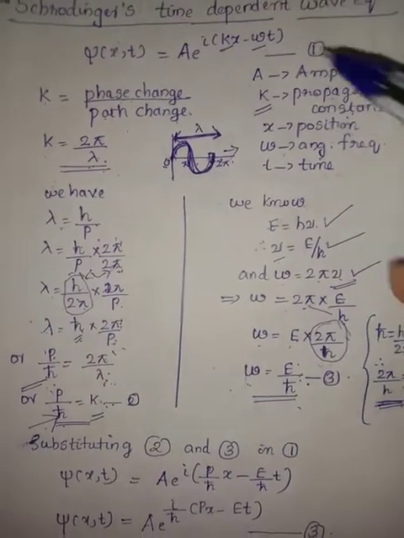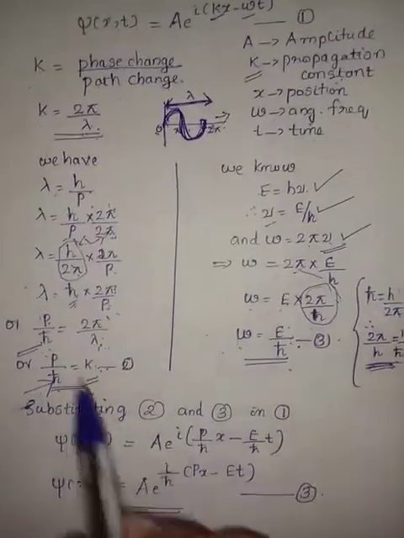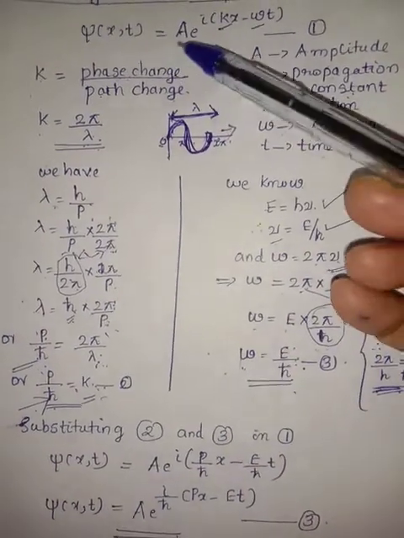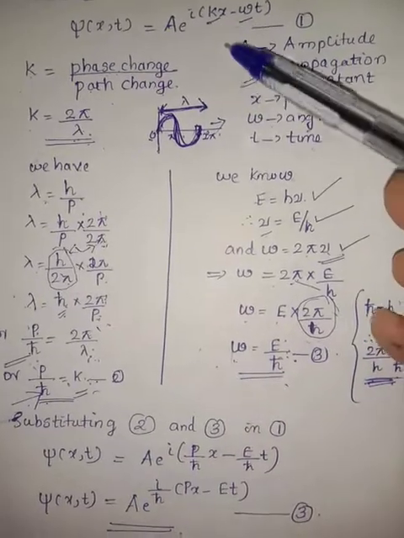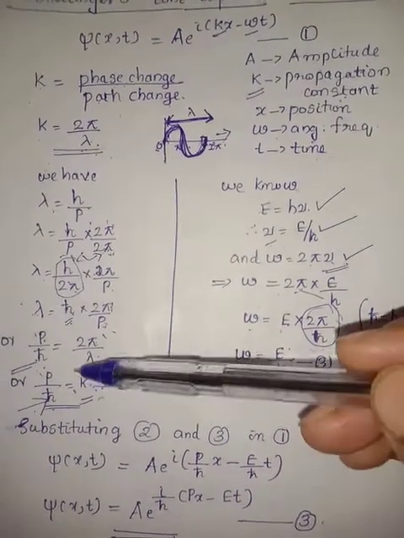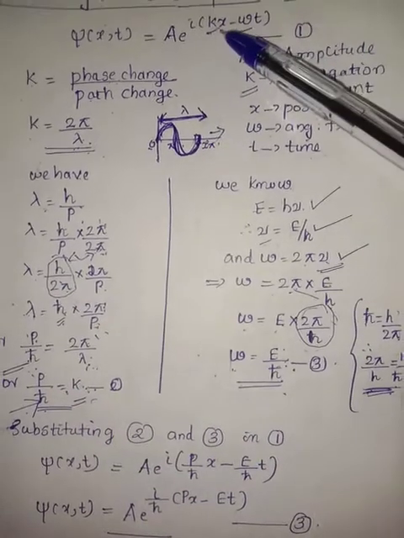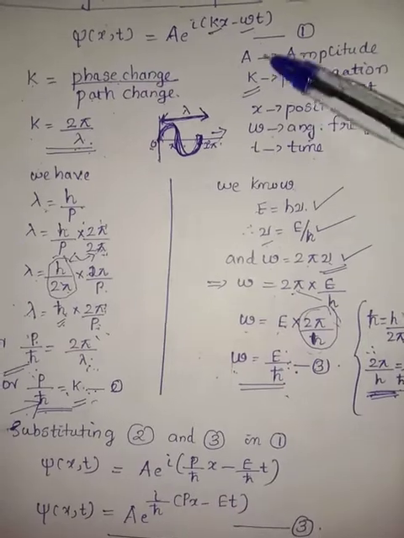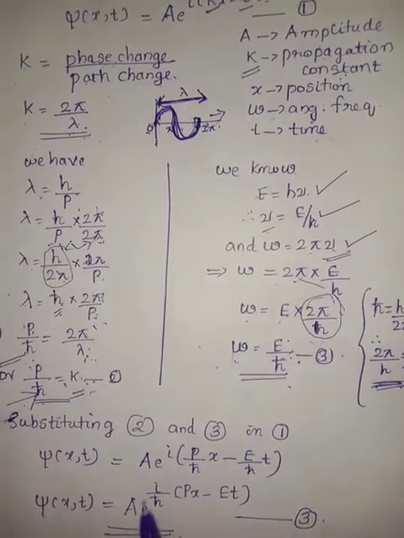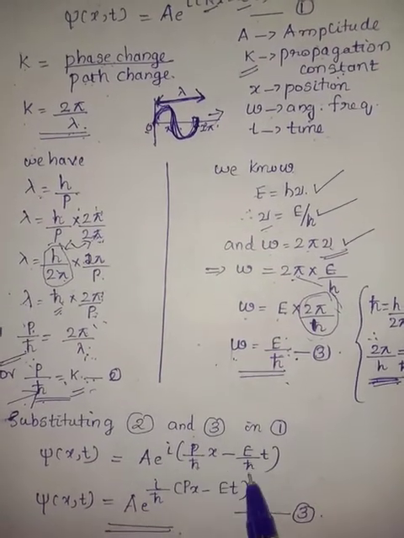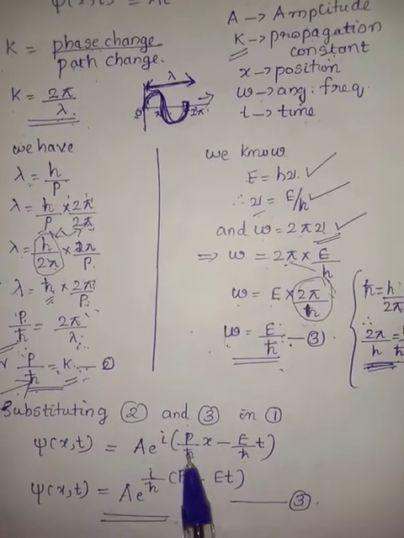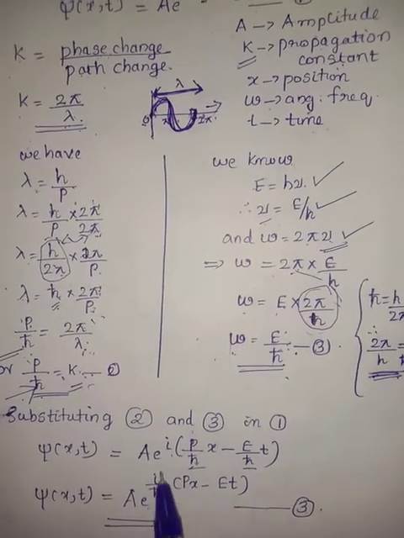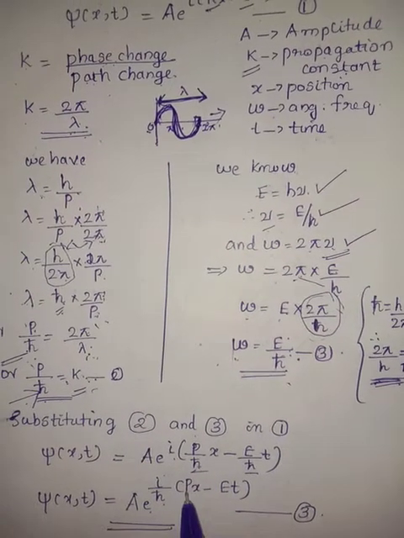Now we are substituting these two in equation number 1. That is psi of x, t is equal to A e raised to i into (instead of k we have p by h cut, times x, minus omega, which is E by h cut, times t). So A e raised to i into p by h cut x minus E by h cut into t. Here we have a common factor h cut, so it can be taken outside: A e raised to i by h cut into (px minus Et).